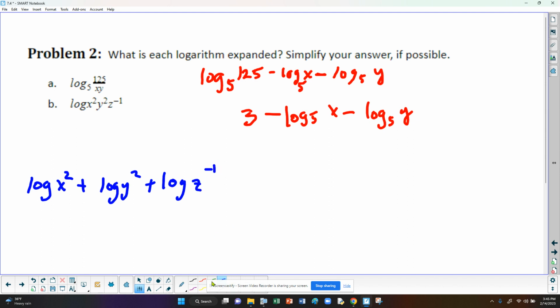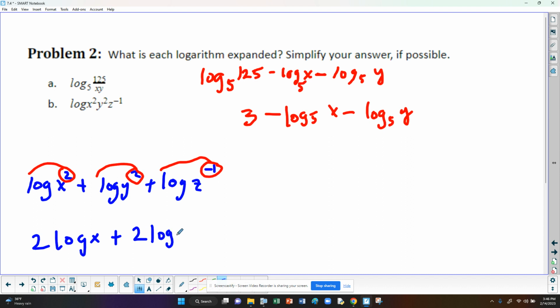And then each of these, if they have an exponent, we can take that exponent and write it as a coefficient. So this 2 comes down, this 2 comes down, and this negative 1 comes down. So ultimately, it ends up being 2 log x plus 2 log y minus 1 log z. And I don't need to put that 1 there, but I just did for some reason. But there would be our expanded log.